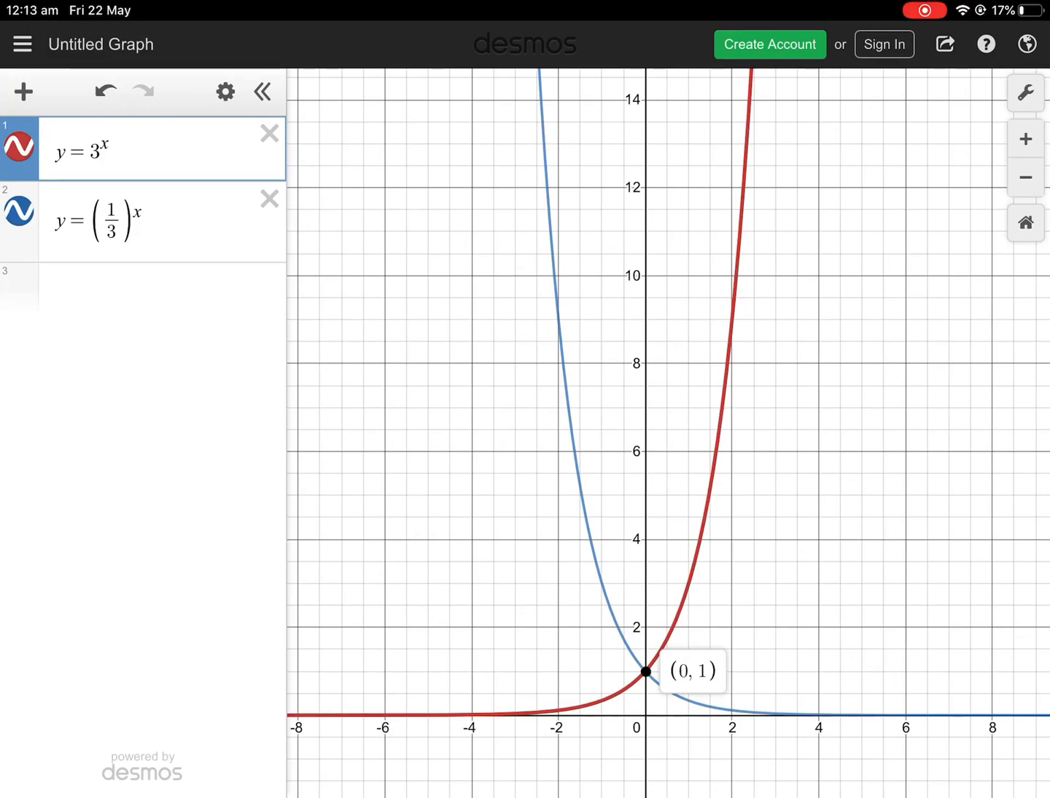If you're asked for the equation of the asymptote, if you notice, anywhere along this x-axis, the y value is always 0. So therefore, your equation is y equals 0 for the asymptote.